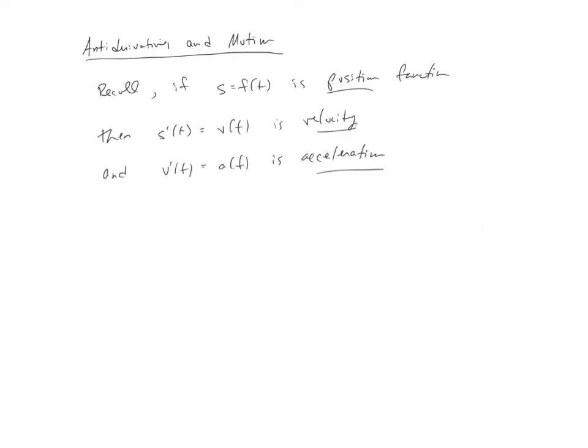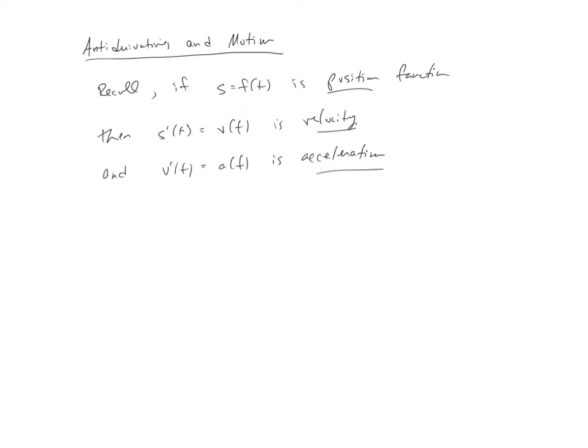And so the last thing I want to talk about in this section is antiderivatives of motion. So what I have up on the screen is something that we've actually done in the past, where if s equals f of t is a position function, if we take the derivative of position, we end up with velocity, right? The change of position with respect to time is velocity. And if we take the derivative of velocity, we end up with acceleration. The change of velocity with respect to time is acceleration.